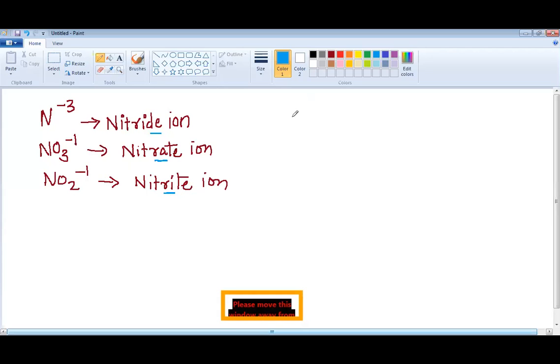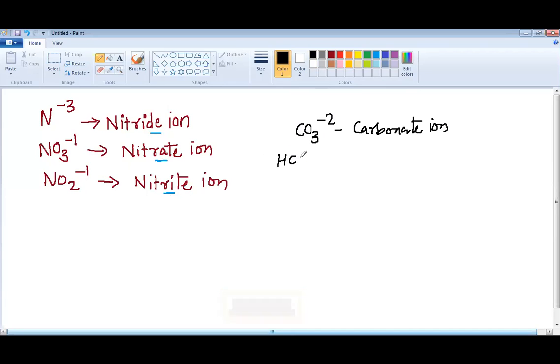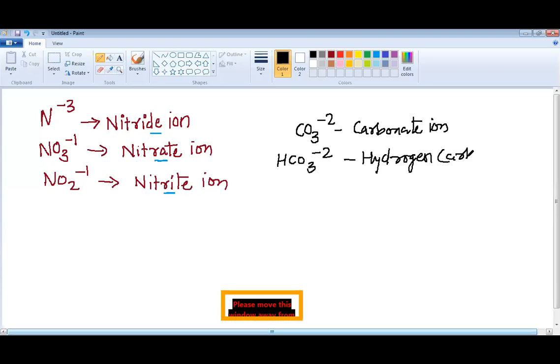In the same way, my dear students, if you look at the other ions, like this ion CO3 minus 2, it is known as carbonate ion. But if you look at this HCO3 minus ion, then it is known as the hydrogen carbonate ion. It is known as hydrogen carbonate ion.